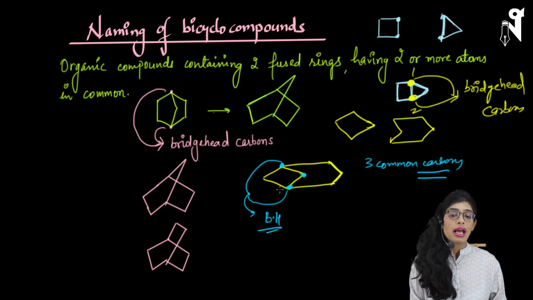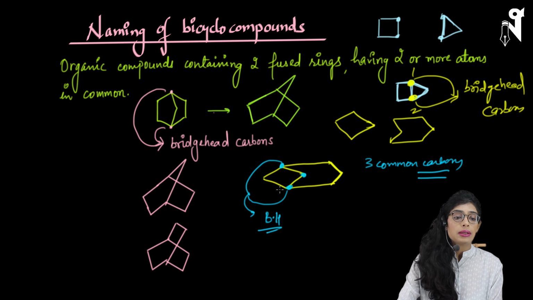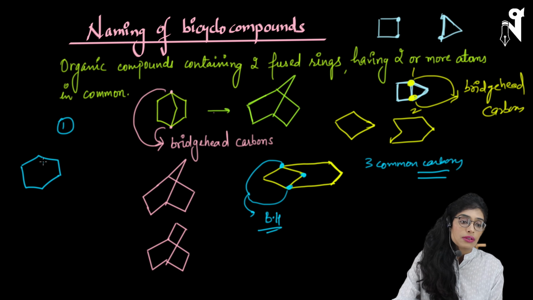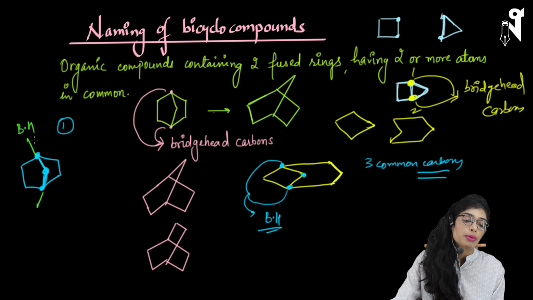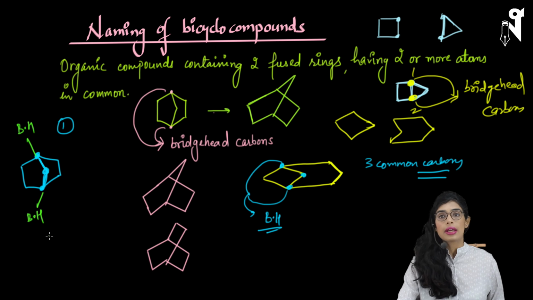Okay, for example, I have taken the first example as cyclohexane, which is divided from inside. Basically two cyclic rings have been connected together, and there are three common carbons, one here, one in the center, and one at the end. The topmost one and this one will be called bridgehead. As I mentioned, the bridge starts from one head and ends at another head.